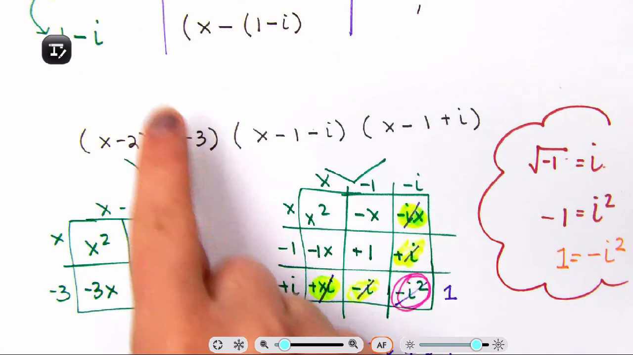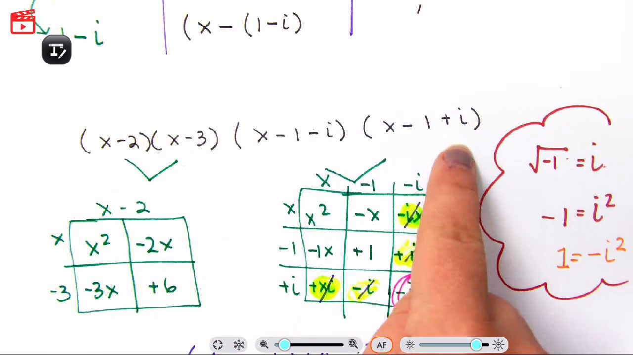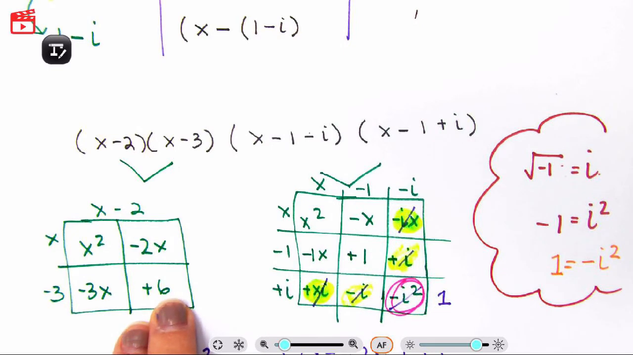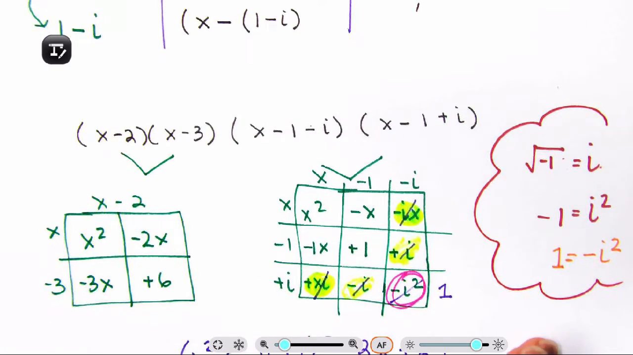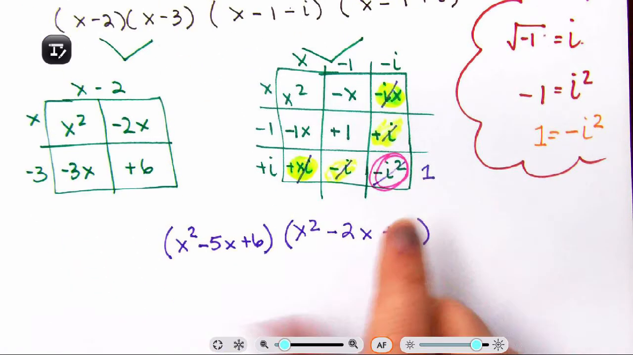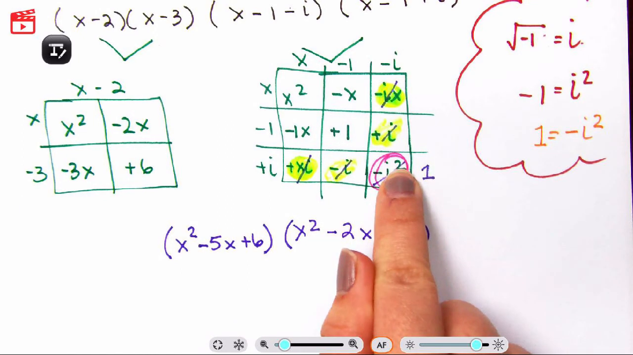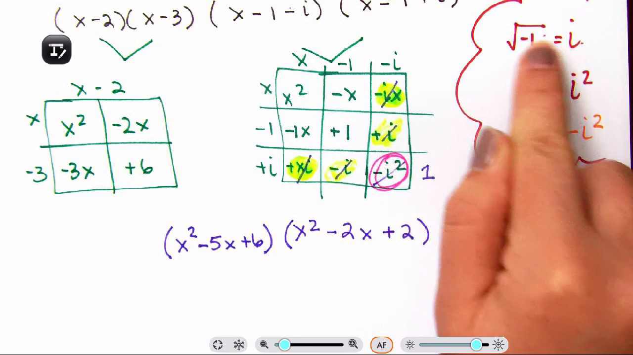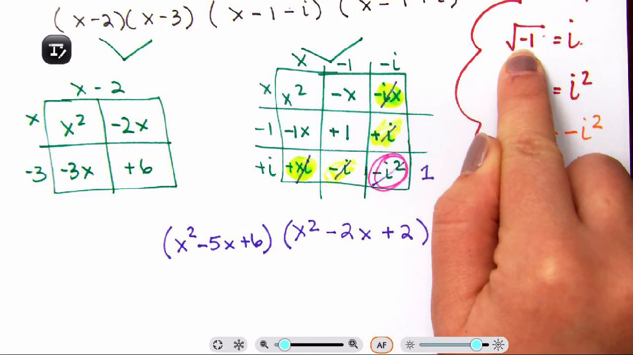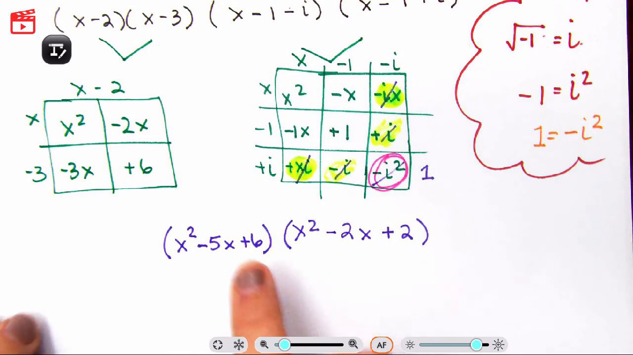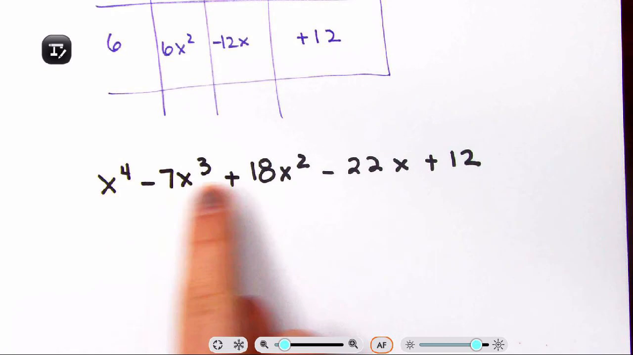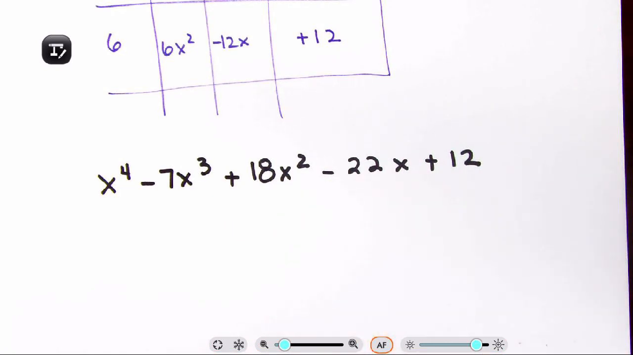Here we're going to multiply. Once I have my opposite bubbles, I'm going to actually multiply. Multiply the 2 complex ones and multiply the 2 real ones together. Once you have this, you're going to then multiply those 2 together. Make sure you are aware that i squared is -1, but a negative i squared is a positive 1. The square root of -1 is equal to i. So when you multiply these, you're going to end up with this polynomial in expanded form given the zeros that they gave in the beginning.